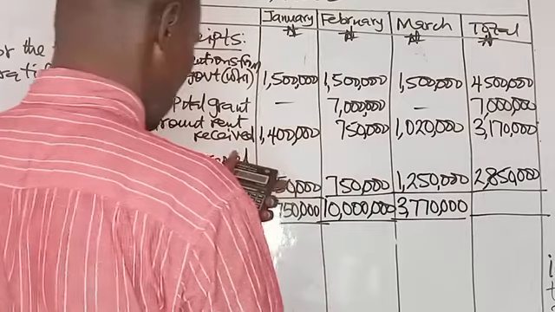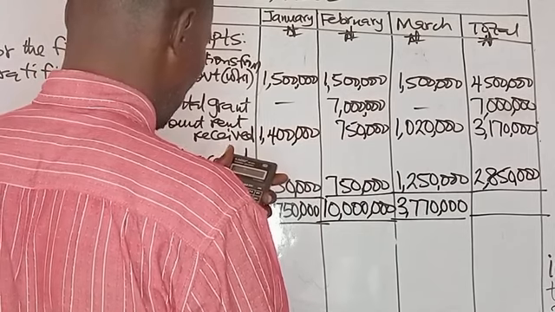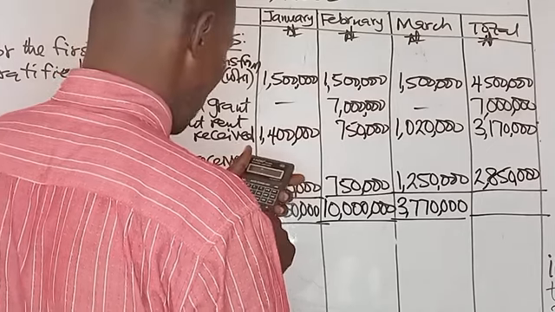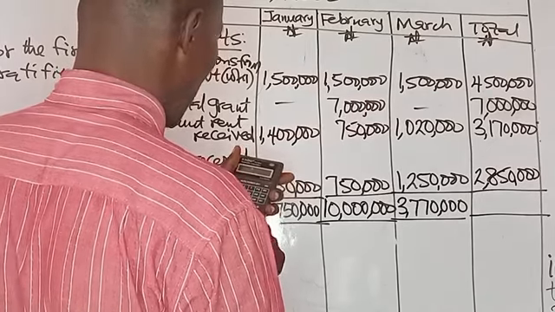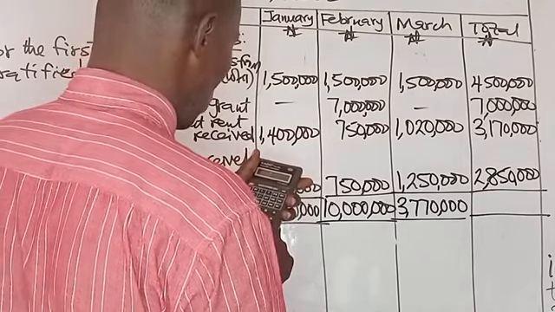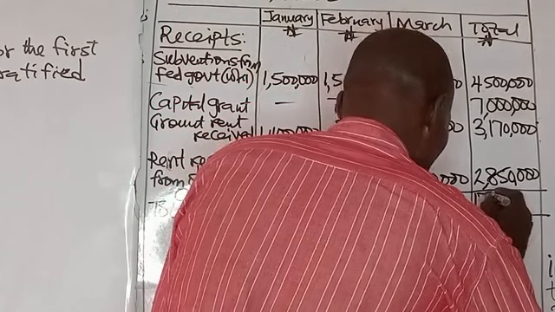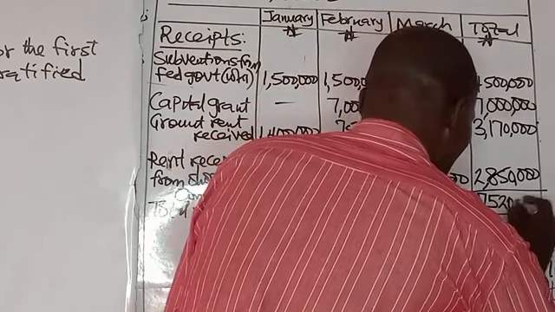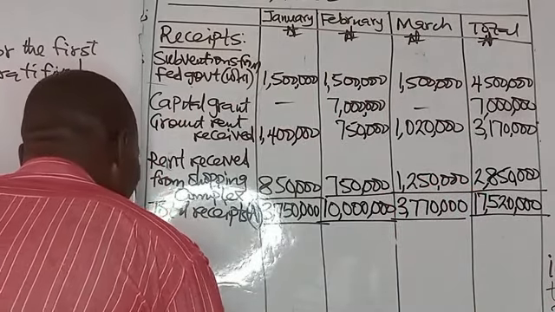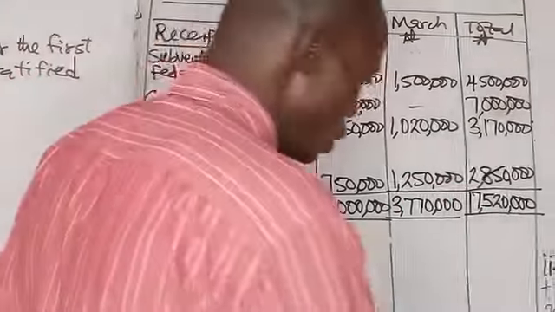Then the total column, 4.5 million plus 7 million plus 3,170,000 plus 2,850,000. So we have 17,520,000. After receipts, we have payments. Let's go back to the note.